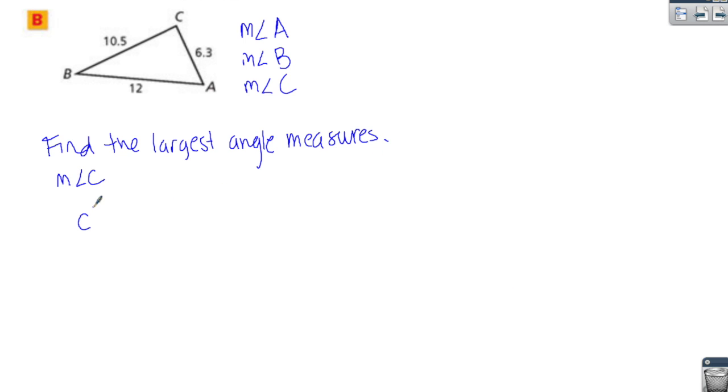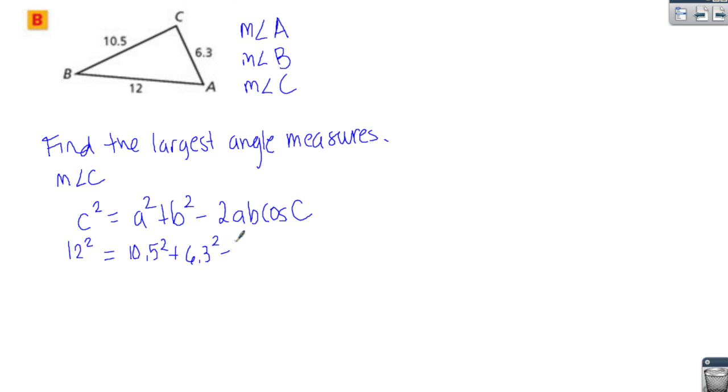So let's write it down here. C squared is equal to A squared plus B squared minus twice A and B multiplied by the cosine of C. We're going to plug in the information we have. Right now, we're going to do that: 12 squared, and then you have 10.5 squared plus 6.3 squared. Notice how we're just plugging in the side lengths that were given to us. And of course, for the very last part, we don't know C. So we're going to attempt to find that shortly.